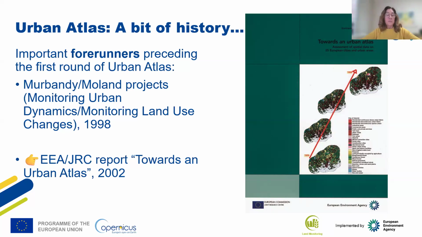And the aim of these projects was to create a spatial planning tool for monitoring, for modeling, and assessing the development of urban and regional systems. And their work included the creation of land use databases in 25 cities, together with the definition of some indicators. And the results of this work were summarized in the report Towards an Urban Atlas, published in 2002 by the European Environment Agency and the Joint Research Center together. So those were the forerunners of Urban Atlas. Next, please.